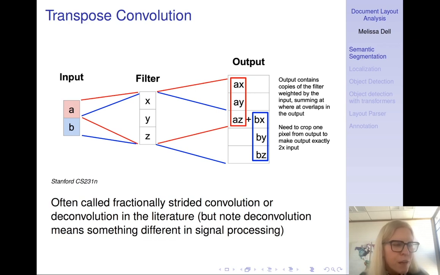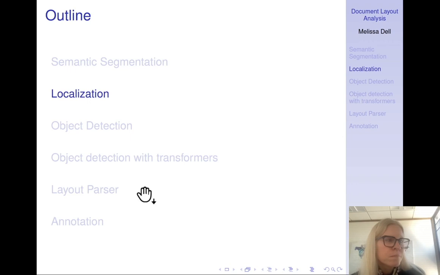This is often called fractionally strided convolution or deconvolution in the literature, but it is important to note that deconvolution means something different in signal processing. If you're familiar with the signal processing literature, that terminology might be confusing, and I think it has caused some confusion in the literature. All right, so that's semantic segmentation.